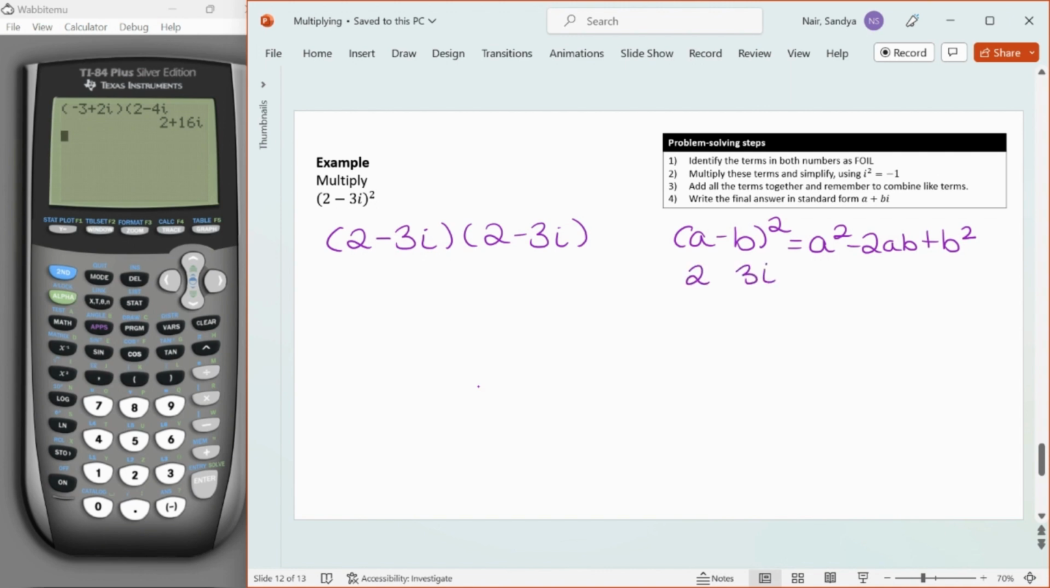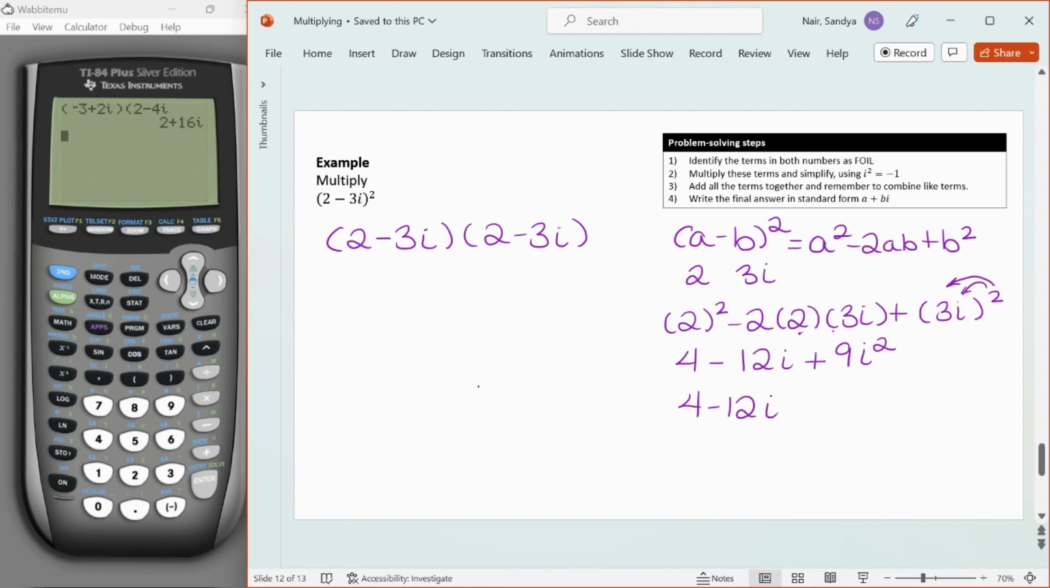So what we can do is we can write this as 2 squared minus 2 times 2 times 3i plus b squared, so 3i squared. 2 squared is going to be 4 minus 2 times 2 is 4. 4 times 3 is 12. So 4 minus 12i plus 3i squared. Well, 3i squared, I'm going to square both these terms. 3 squared is 9, so I have 9i squared. So we have 4 minus 12i and then plus 9i squared. Well, that's 9 times negative 1. So we have 4 minus 12i minus 9. Well, 4 and minus 9 combine, so we have negative 5 minus 12i.